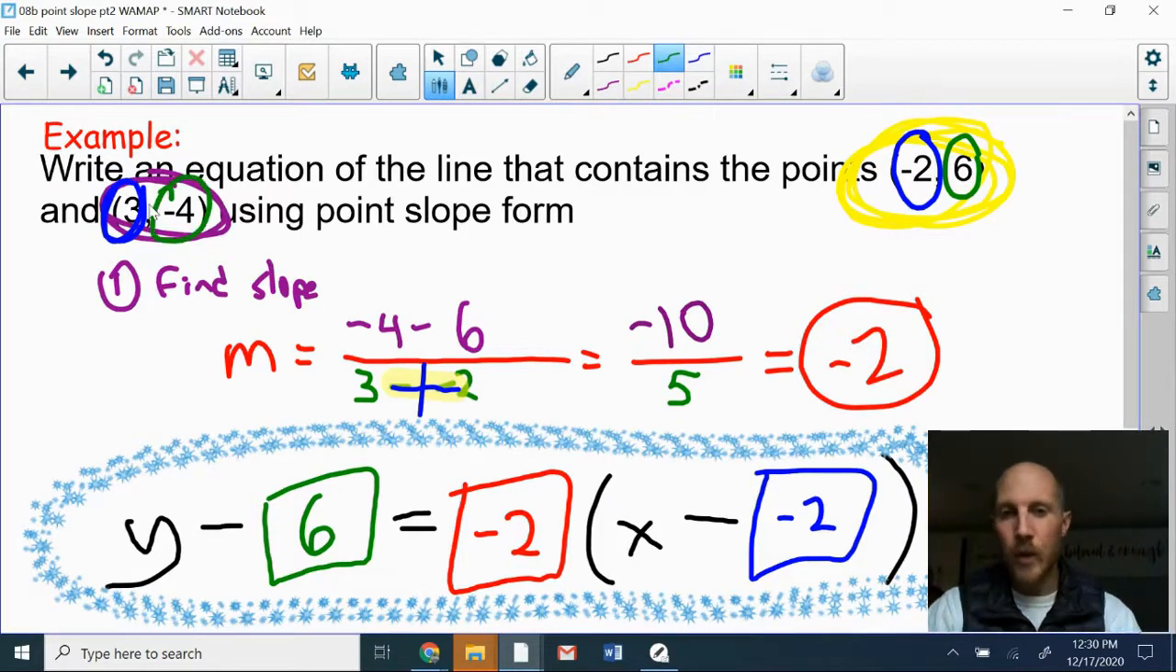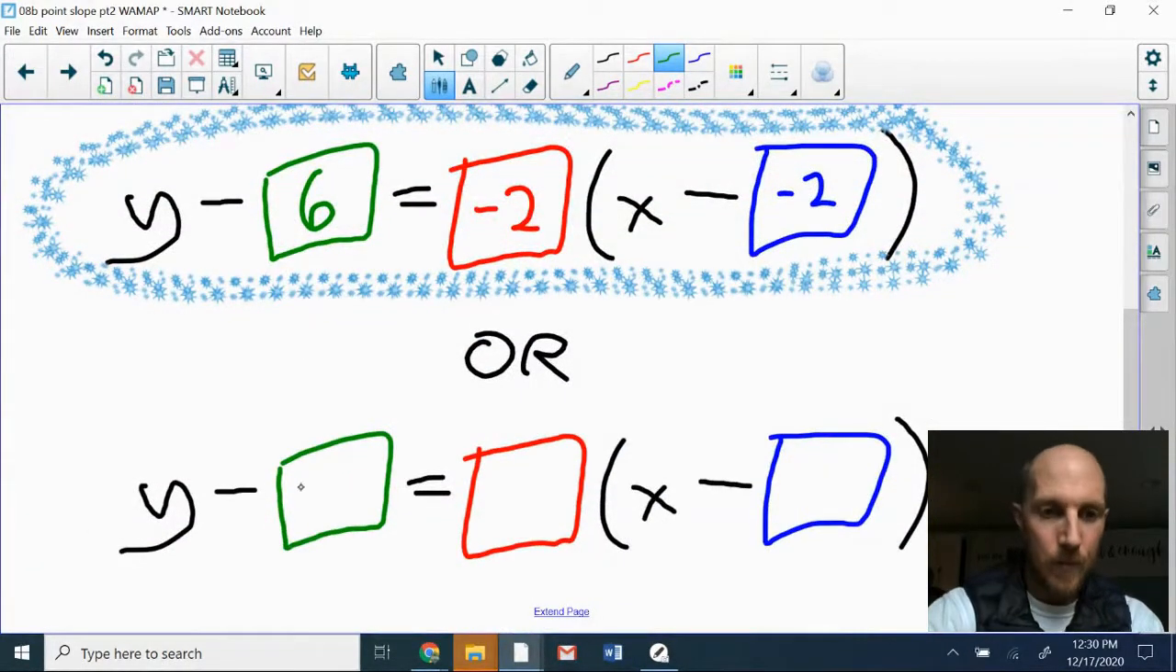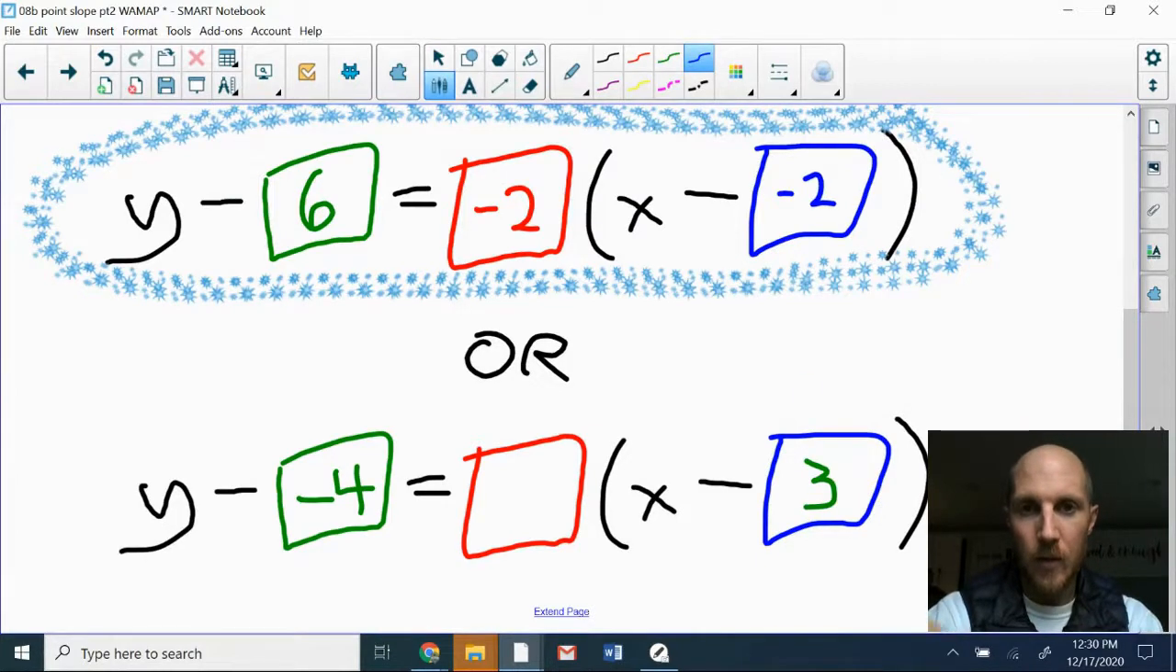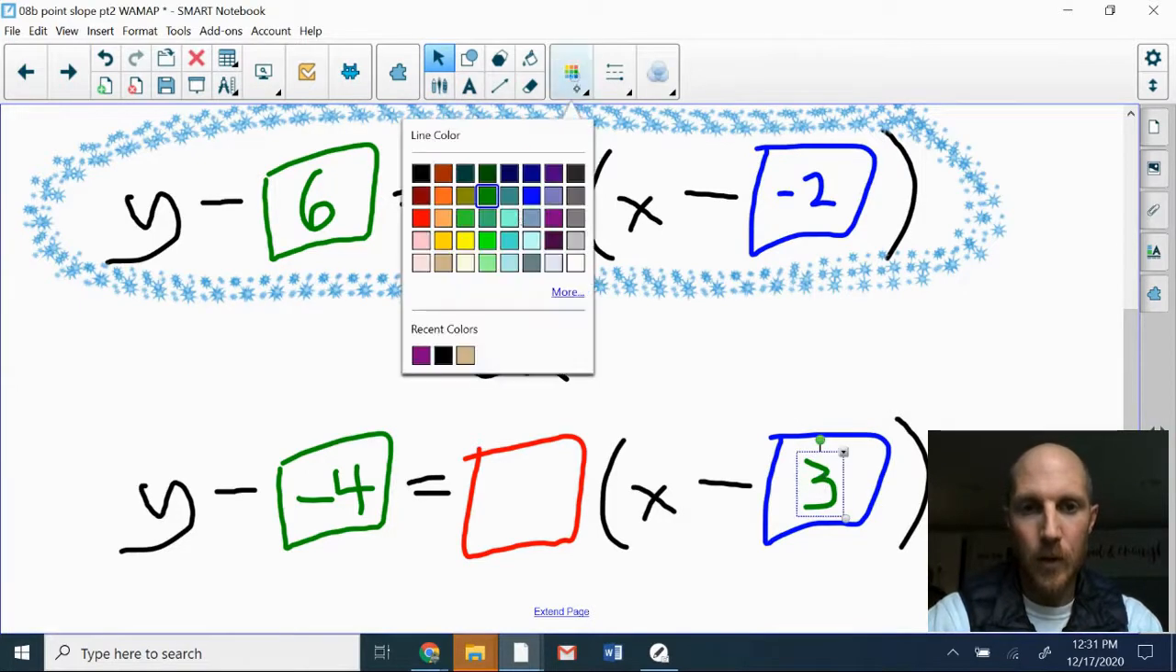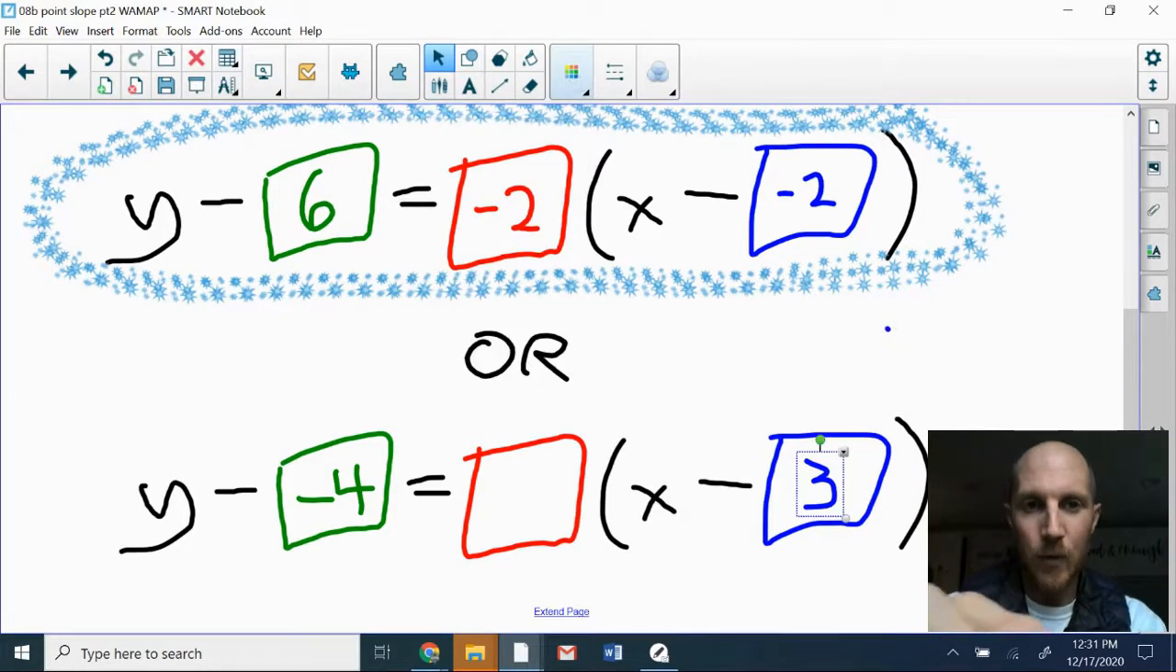So we're going to take the 3 and the -4, bring them down here. -4 was the y, 3 was the x. Let's make it blue so it matches. And then we'll go ahead and circle that as also a final answer.